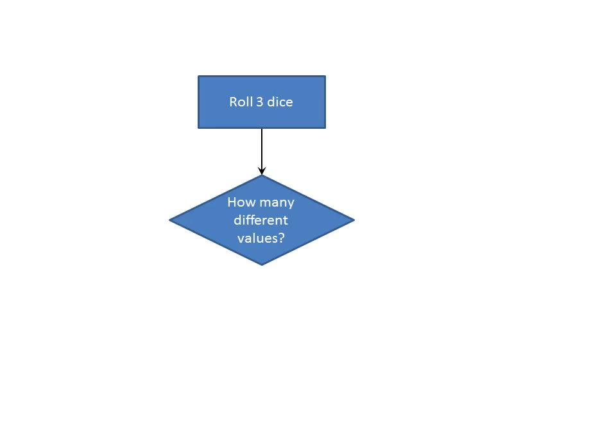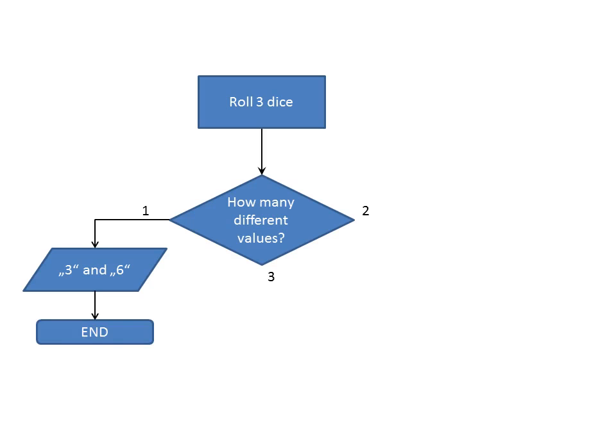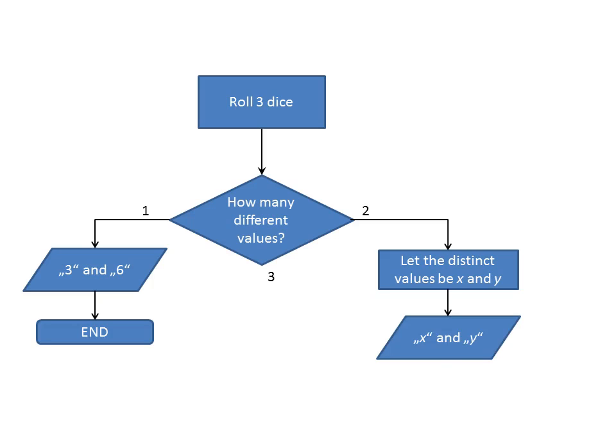We start by rolling 3 dice, of course, and then we check how many different values do we see. The answer is either 1 or 2 or 3, and depending on the outcome we proceed differently. If there's only one value, we always output 3 and 6 and are done. If there are 2 different values, say x and y, we output x and y and are done.